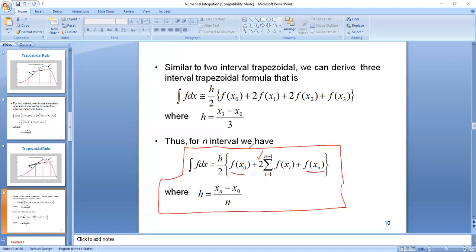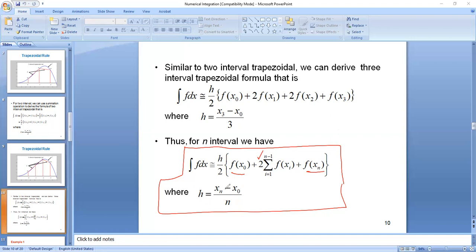So you see here the summation starting from i equal to 1, that is, this one will start with f of x sub 1 until f of x sub n minus 1. So if this is f of x sub 7, then your second to the last term will be f of x sub 6. That's n minus 1. Okay?